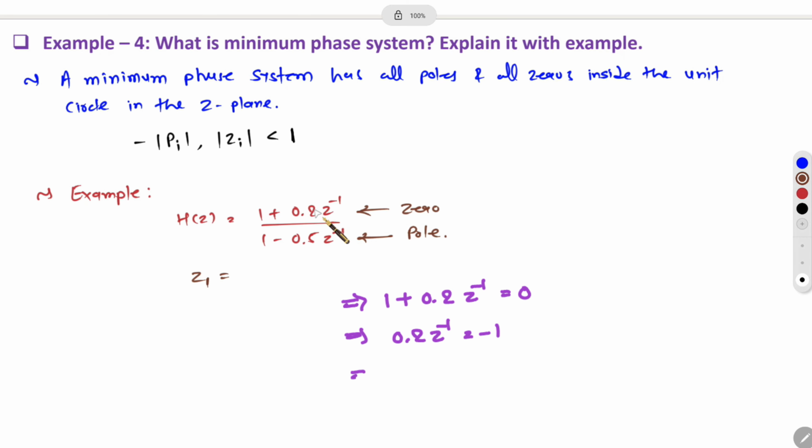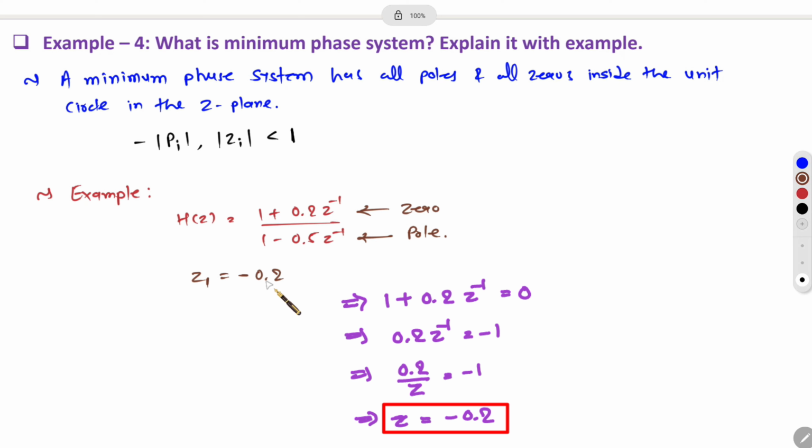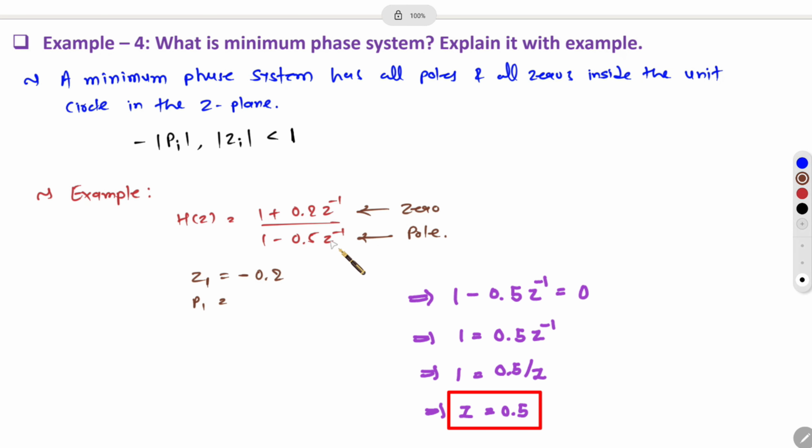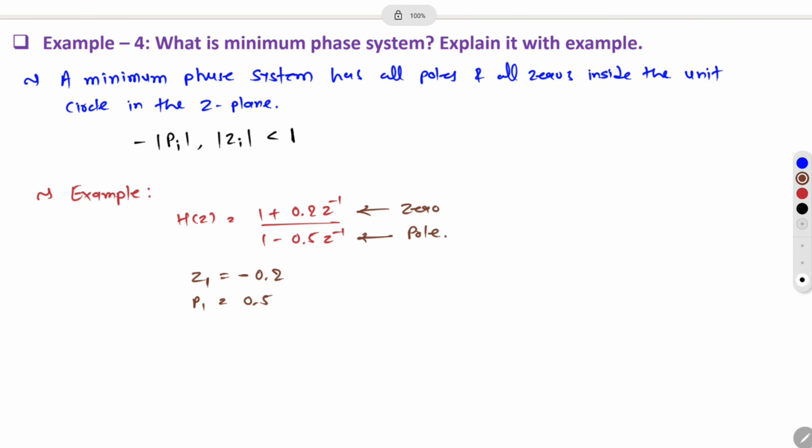Here we will have a zero at minus 0.2, and if you talk about the pole, then the root of this will be at 0.5, and here the magnitude will be lower than 1. Here if you observe, the magnitude will be lower than 1. What does it mean? This given system is a minimum phase system.